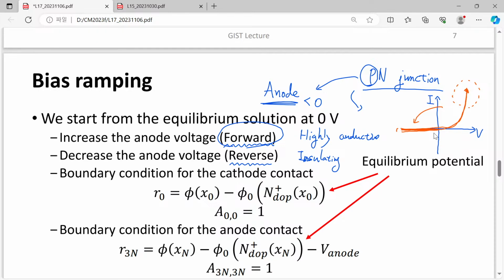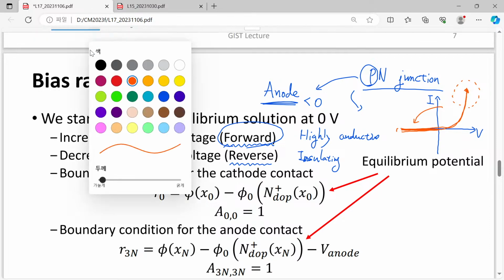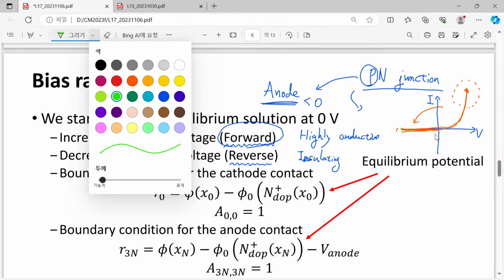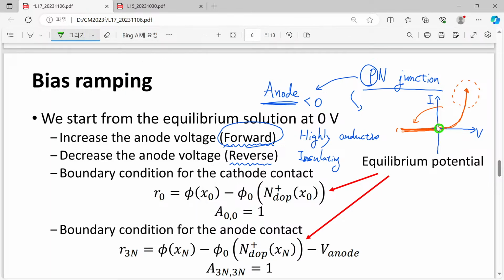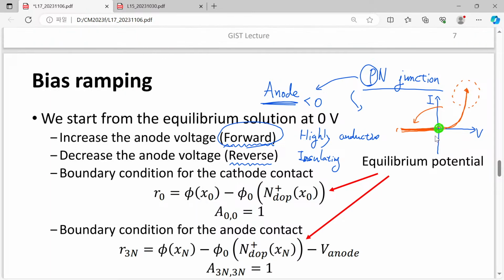So in order to calculate this kind of operation, what we have to do is quite obvious. Starting from this zero applied voltage case. Unfortunately, this is the only case we can solve up to now. We just always considered the equilibrium solution.